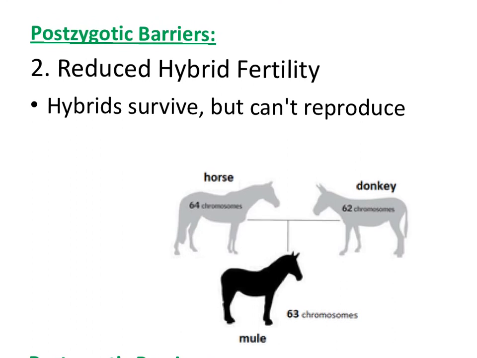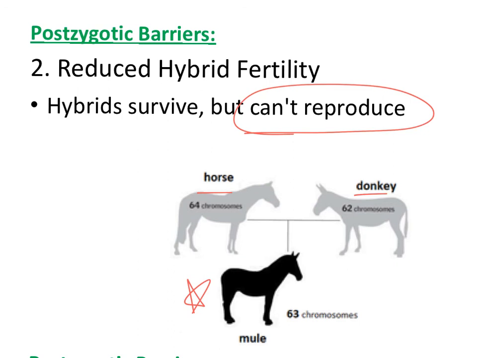Example number 2, reduced hybrid fertility. This goes back to all of the crossbred, kind of man-made animals, where we have a hybrid formed and the hybrid can live a good and happy life, but then that hybrid organism can't have any babies. An example of this is the mule. You guys are probably familiar with a mule. A mule is a cross between a horse and a donkey.